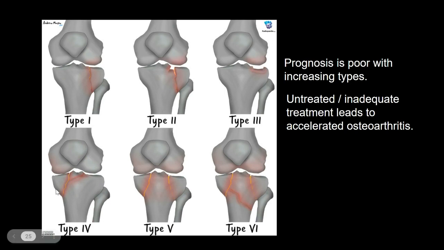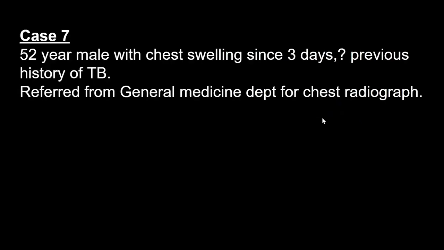Type 4 is medial plateau fracture. Type 5 is both medial and lateral tibial plateau fractures. Type 6 is type 5 plus proximal shaft fracture. As the type increases, prognosis is poor. Untreated or inadequate treatment leads to accelerated osteoarthritis.